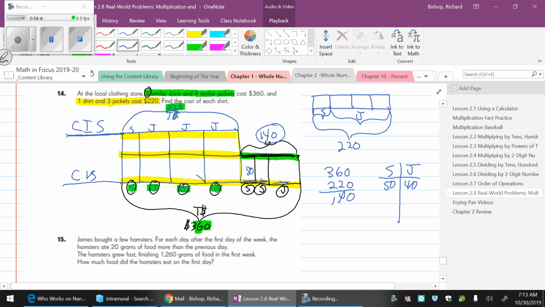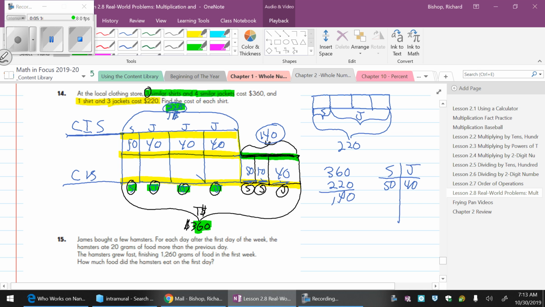50, 50, 40. That's 140. That works well, but let me see if it works over here. 50, 40, 40, 40. That adds up to be 170, and it's not matching what I need.